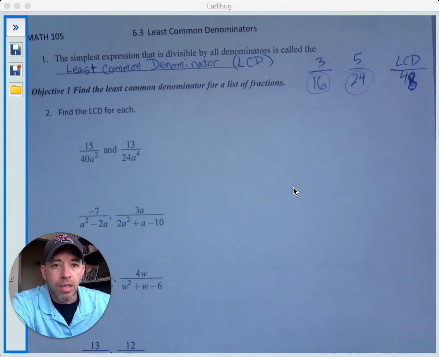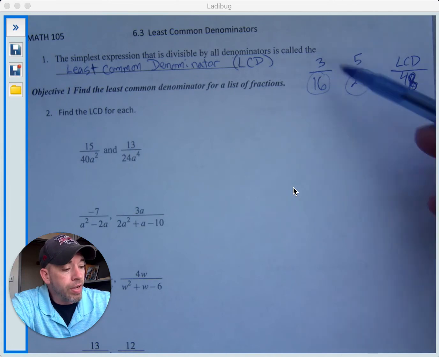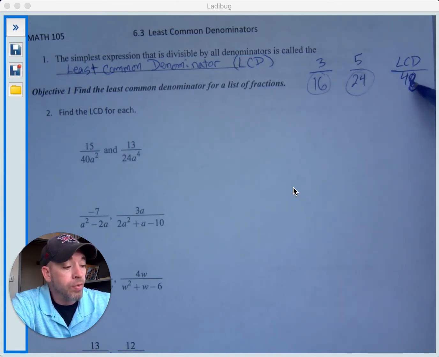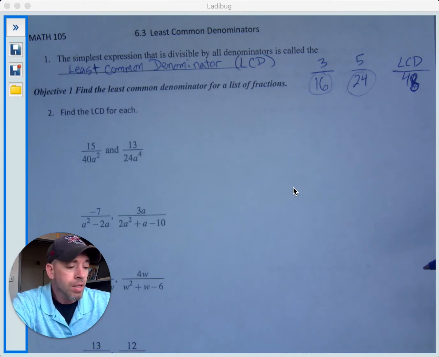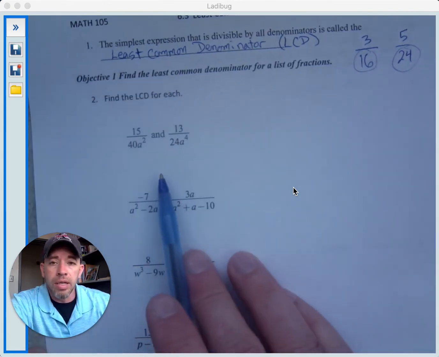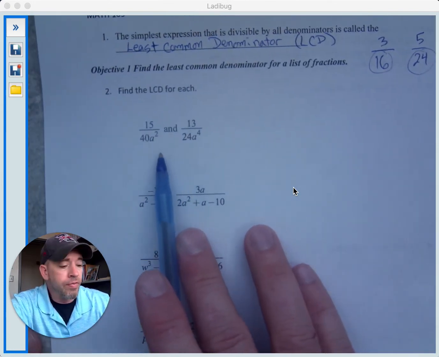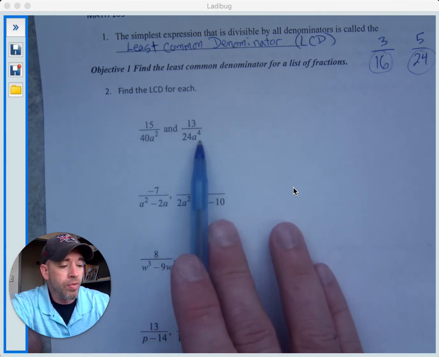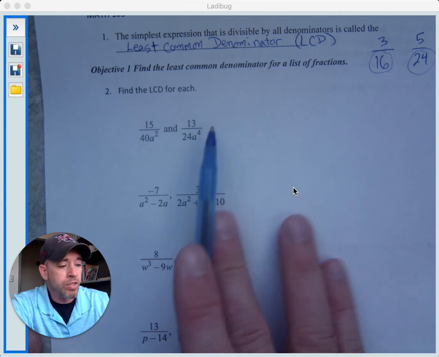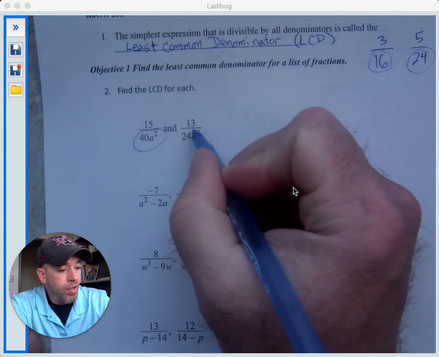Okay? And if we knew that, then we could find equivalent forms of both of these using 48 as a denominator. Then we would be able to add them or subtract them. So let's look at some expressions. So we have 15 over 40a squared, 13 over 24a to the fourth. Again, the numerators we don't care about. We're just looking at the denominators.